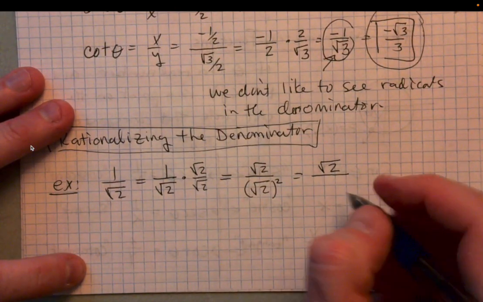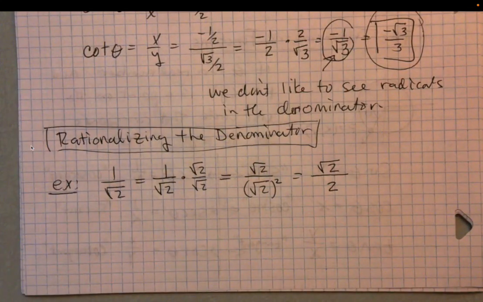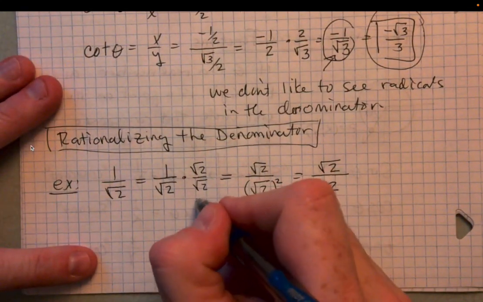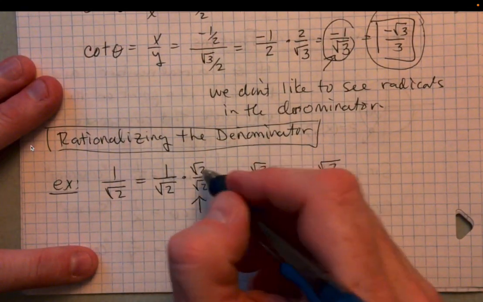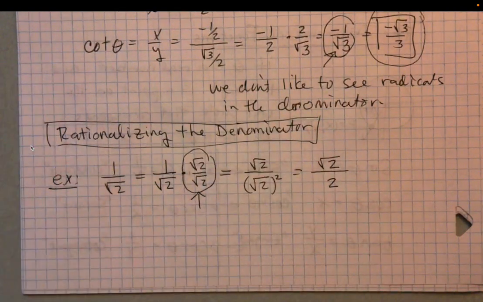Well, they kind of undo each other, and so I just get a 2. Right? And so this is what we mean when we rationalize the denominator. Specifically, we want to multiply by a factor like this.